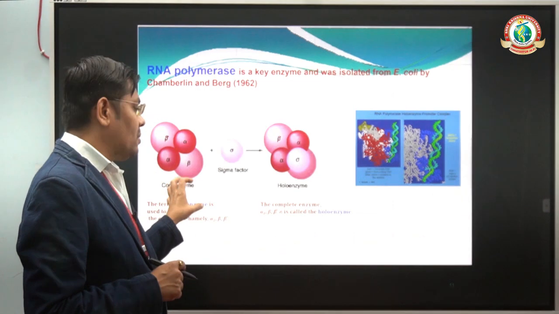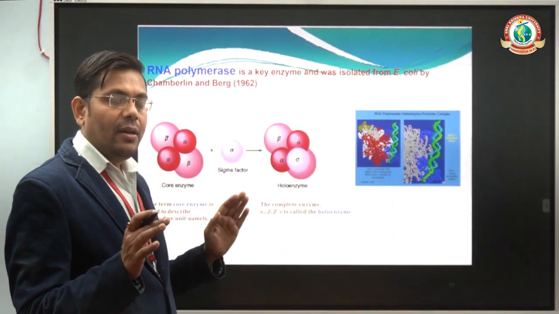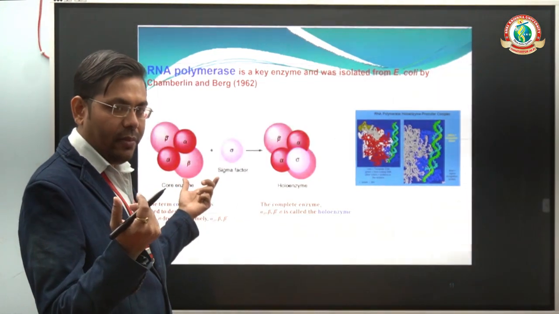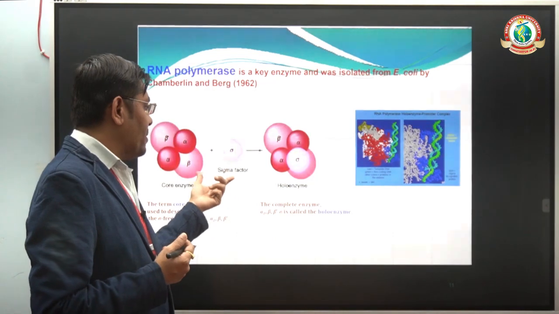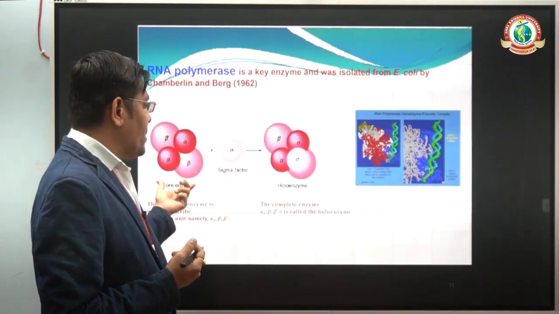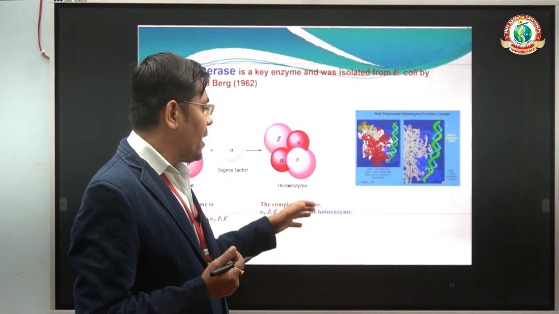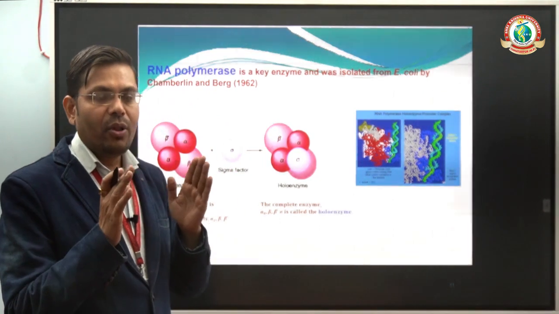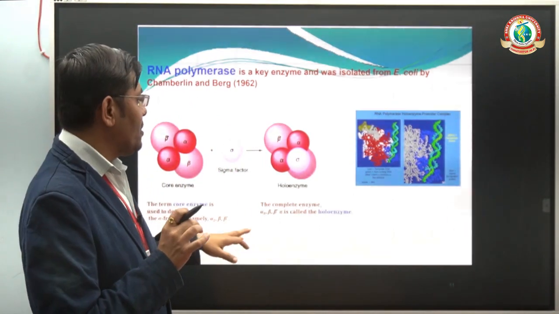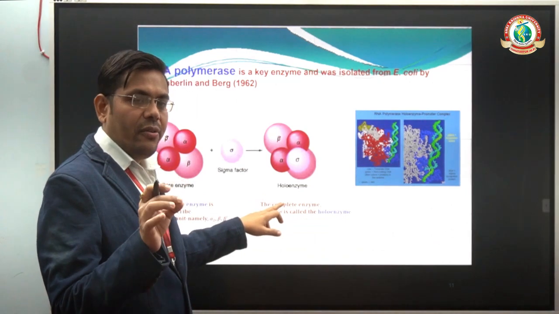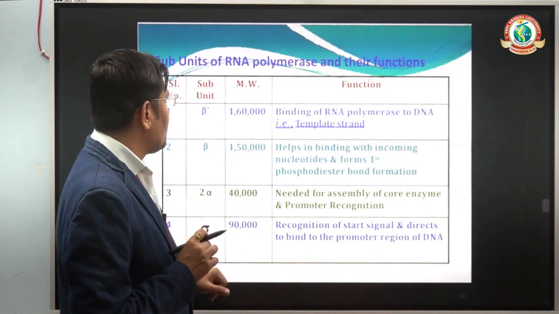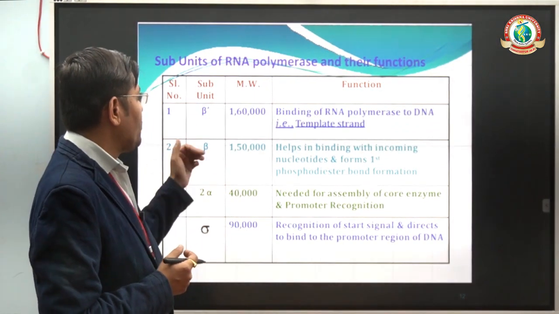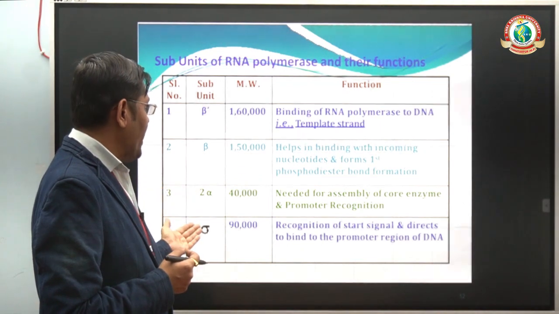When there is only beta, beta dash and 2 alpha, that part is called the core enzyme of RNA polymerase. And when the sigma factor gets associated with the core enzyme, it forms the holoenzyme. The complete holoenzyme forms the structure of RNA polymerase, and RNA polymerase is a very crucial enzyme for the initiation of transcription. So, if we see the subunits of RNA polymerase, we can see beta dash, beta, 2 alpha and sigma.